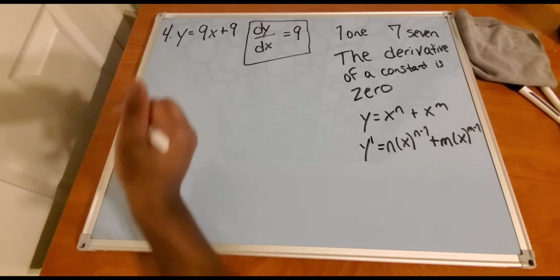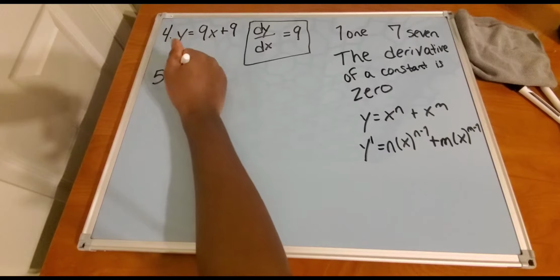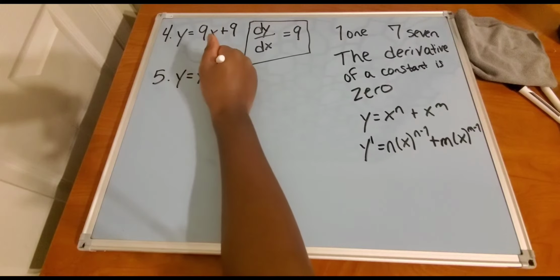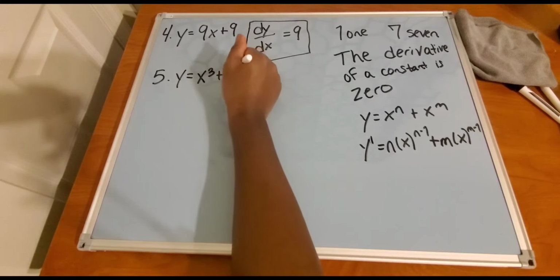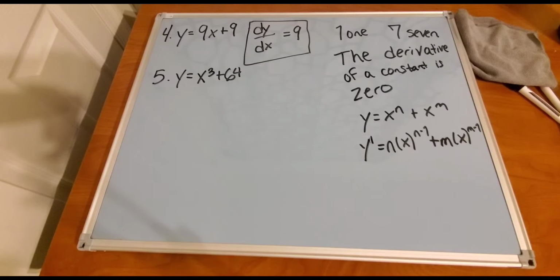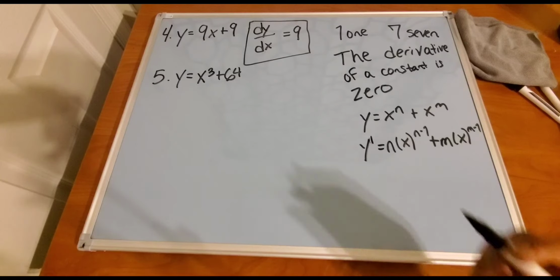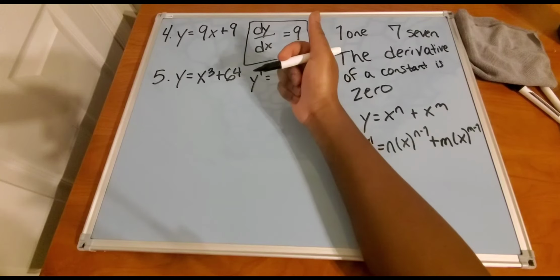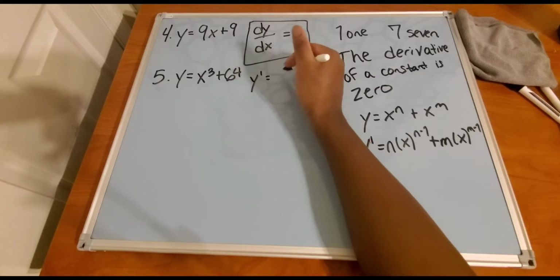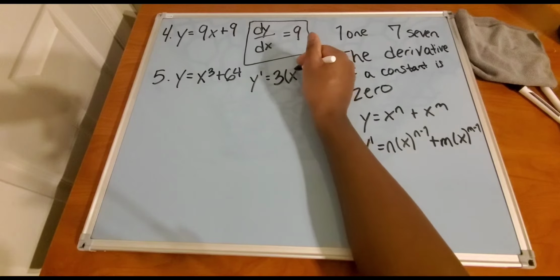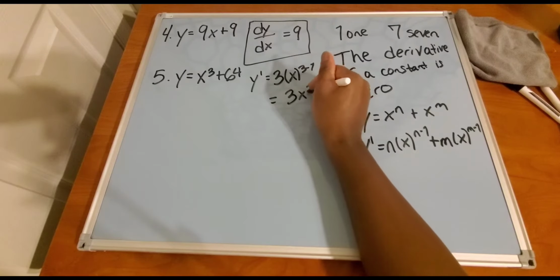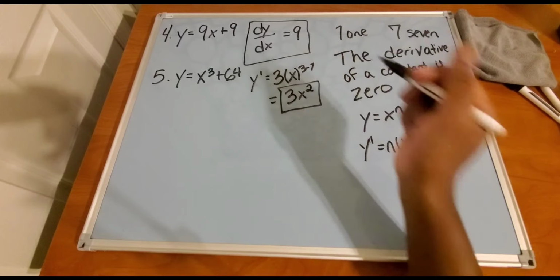For question number 5, we have y is equal to x cubed plus 64. So, true to our definition of the derivative, we know the derivative of a constant is 0, so that only leaves us with the x cubed that we have to find the derivative of. So y prime will be equal to the derivative of x cubed, and the derivative of x cubed is 3 times x raised to the 3 minus 1, which is equal to 3x squared. And that is our answer for question 5.